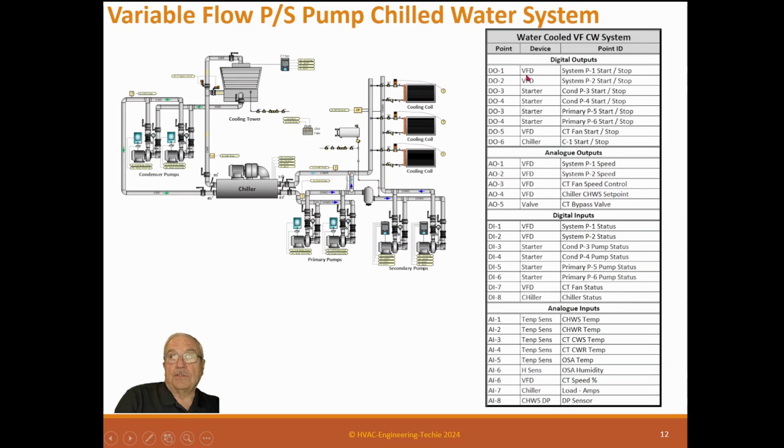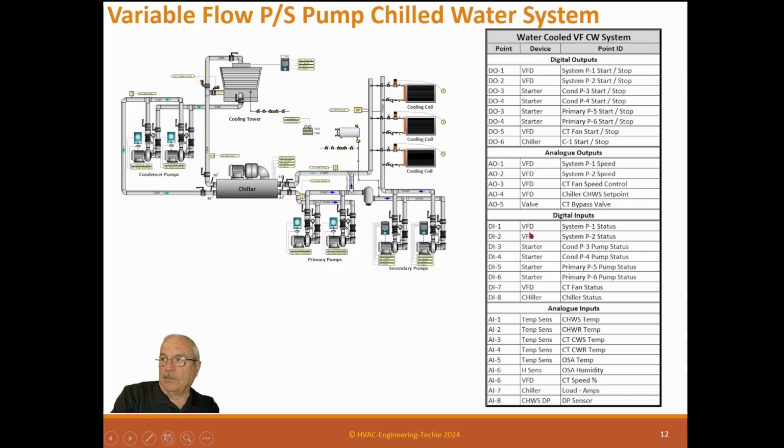Here's the point list for this. So DO1 is a system P1 pump start-stop. DO2 is system P2 start-stop. DO3 and DO4 are the condenser pump start-stops. I see you got these mixed up. So this is actually 5 and 6 are these pumps over here, these primary pumps, and 7 and 8 is the cooling tower fan stop and the chiller start-stop. So it kind of messed up the numbering system, but you get what it's supposed to be. Analog outputs are the system pump P1, P2 speed, cooling tower fan speed control, and the cooling tower bypass valve. So we have a bypass valve out here on analog control. We'll talk about that later.